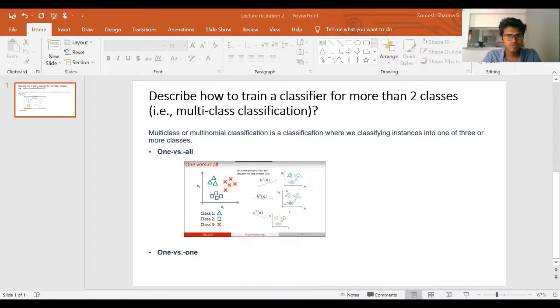First we'll go through what multi-class classification is. It is multi-class or multinomial classification. It's just a classification where we classify instances into two or three or even more classes, to be specific. So we have more than two variables to be classified here. We can put it that way.